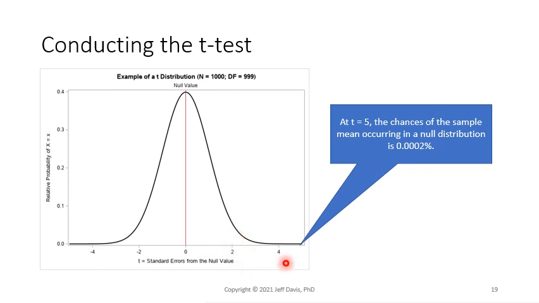That's at 2. At 5, if we were looking at positive 5 or negative 5, we would see that the chances of the null being true would be 0.0002%. So again, super, super small.